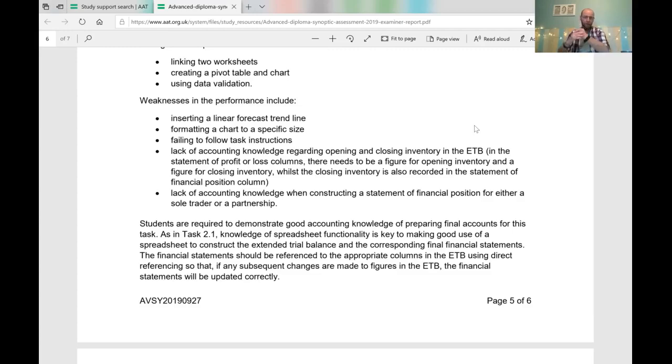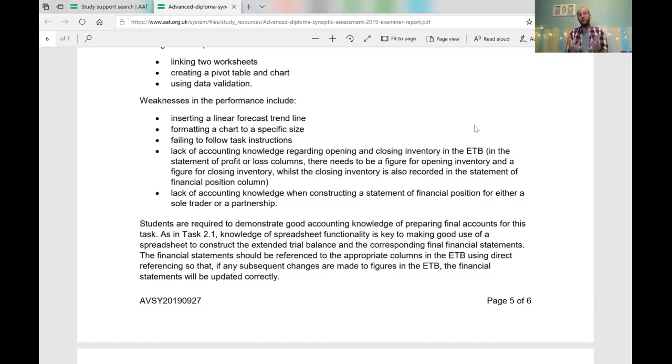Okay, so maybe you found that surprising. When I first read this, I certainly found that surprising, that when it comes to the weaknesses on a spreadsheet task, it's not really spreadsheets, it's that fundamental accounting knowledge that you did in advanced bookkeeping and final accounts prep, and that's why students are struggling in this spreadsheet task.